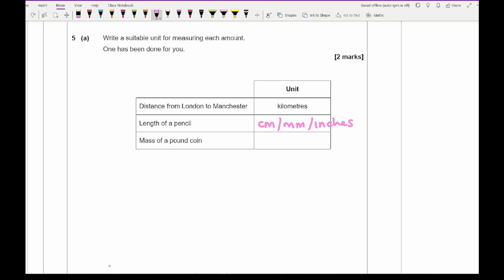For mass of a pound, you could go for grams, you could go for milligrams, you could even go for ounces. So any of those, either the units or the abbreviation, would be absolutely fine.